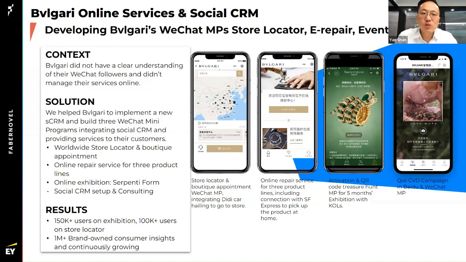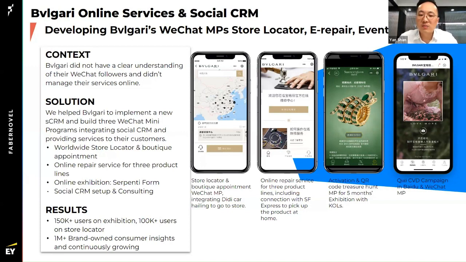So the first one is Bulgaria. We helped Bulgaria build certain CRM functions within their mini program, and also track the data to enrich their social CRM system and data fields, helping them enrich their consumer profile. With the functions, first of all, we built an interactive store locator in the mini program. Also, we integrated the DD car hailing service to go to the store, so it's an actual API connection.